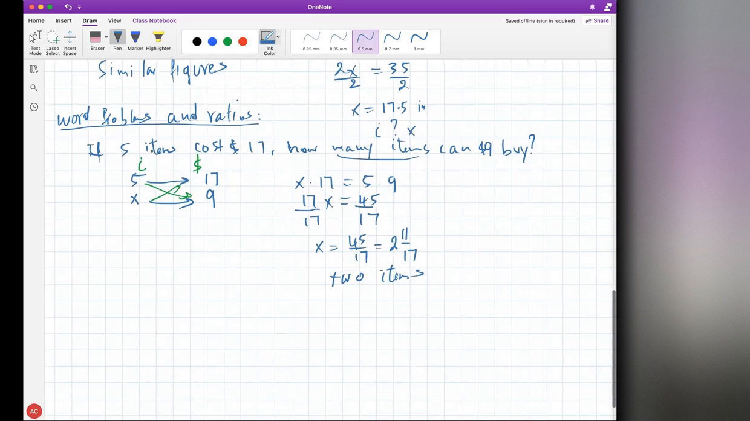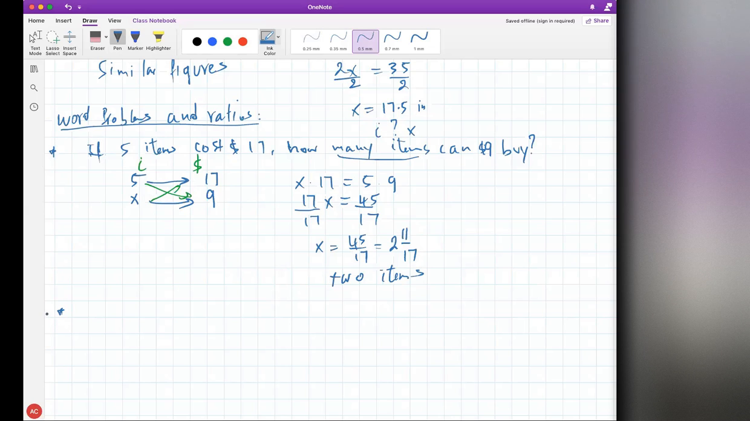Okay, so again, the units and the numbers change depending on the problem, but your steps don't change much. It would be 2 ratios, cross multiply, solve. Let me give you another word problem.